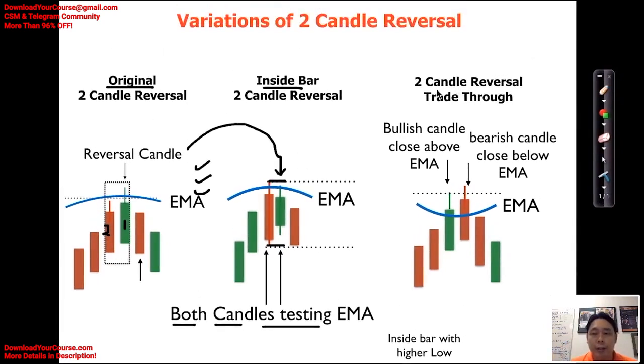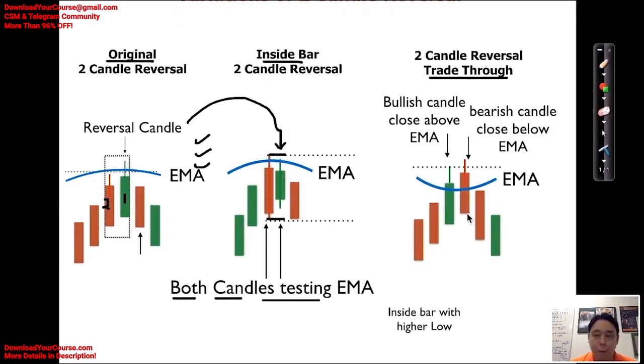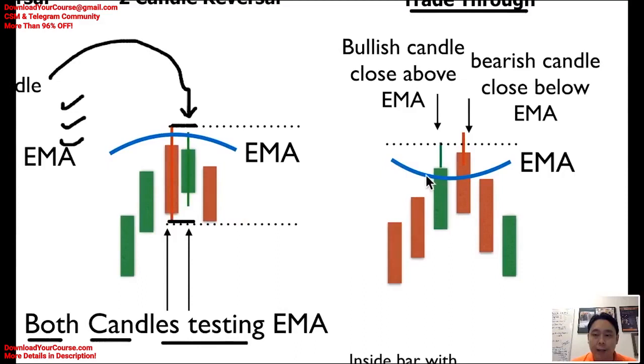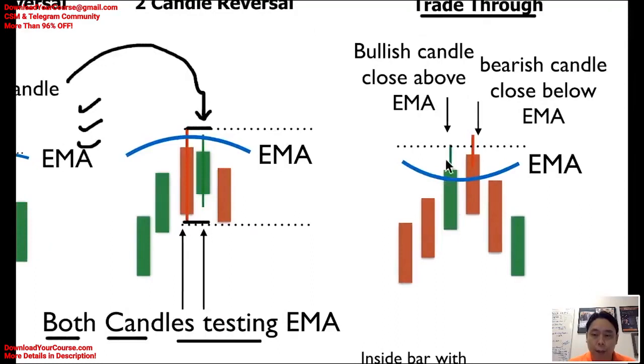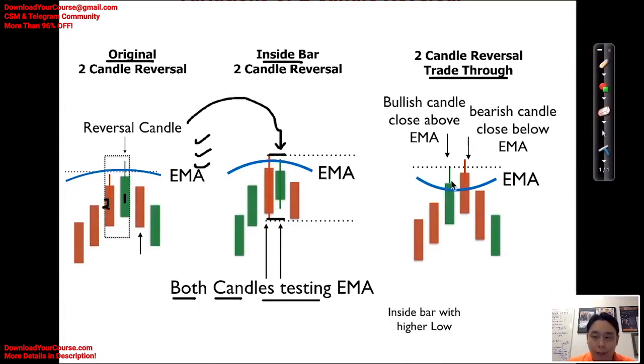The next variation is again the trade through, where the moving average is cutting the body of both candles. And once again, for the trade through, the color of the candle becomes important. It must be a bullish candle followed by a bearish candle. Why? We want this candle to open below the moving average and close above the moving average. Bulls are bringing the price high. Followed by a bearish candle where the price opens high above the moving average and closes below the moving average, showing a reversal in sentiment.